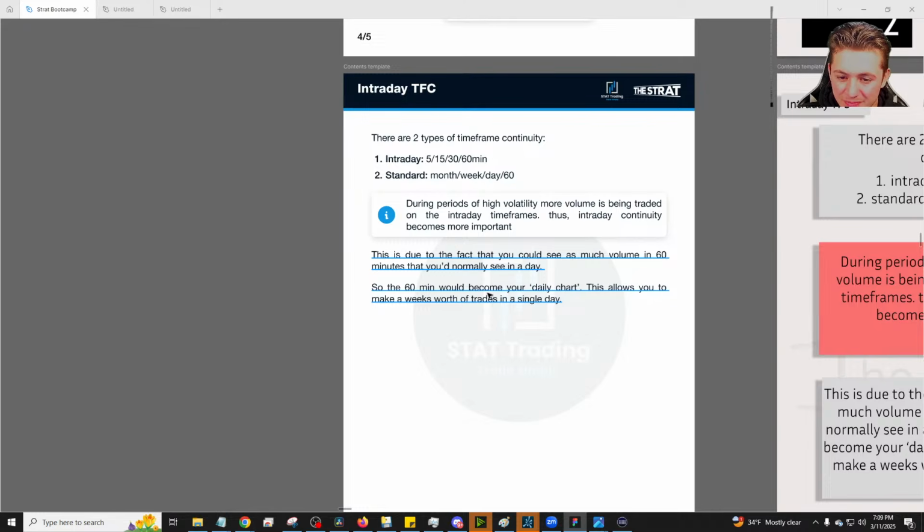So the 60 minute, if we're getting as much movement on a 60 as a standard day a month ago, the 60 becomes your daily chart. So you're going to have the 60 minute as your day, the 30, 15, and 5 as your intraday stuff. And you're going to trade every 60 minutes like a new day. And you're going to really lay it on. You're going to make a lot of money if you do it like that.